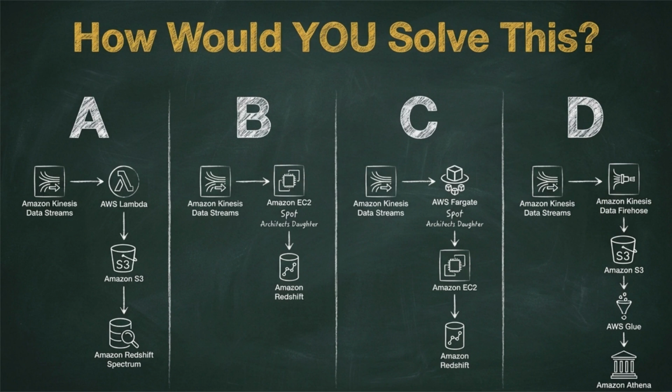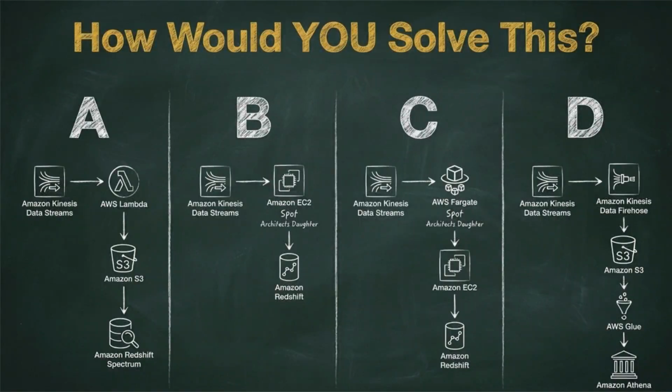Option C. Use Amazon ECS with Fargate Spot. These are containers without server management. The container pulls the stream and enriches the data. A separate EC2 instance executes the copy command to load into Redshift. Option D. Kinesis Data Firehose automatically loads clickstream from Kinesis streams into S3. AWS Glue crawlers determine the data schema and populate the data catalog. Amazon Athena queries raw data from S3.